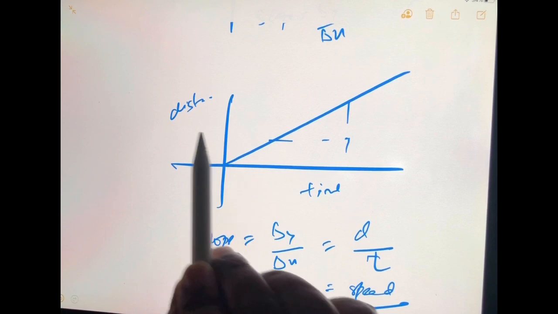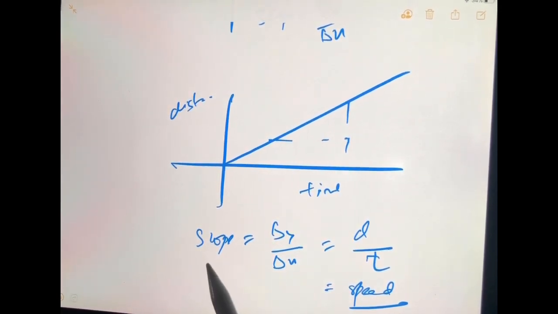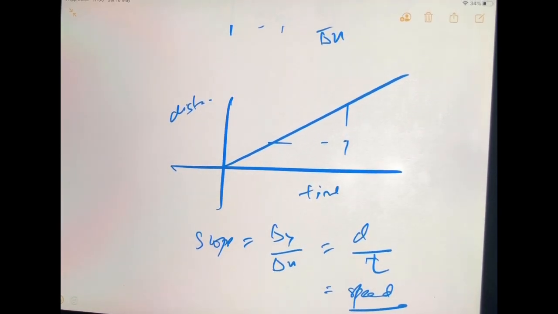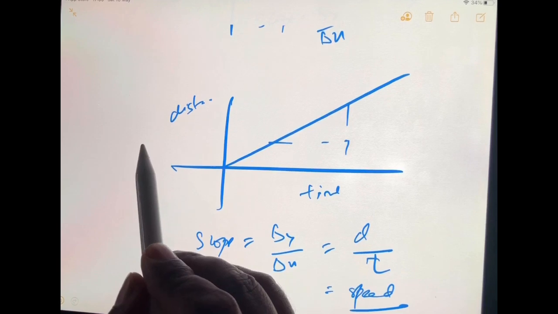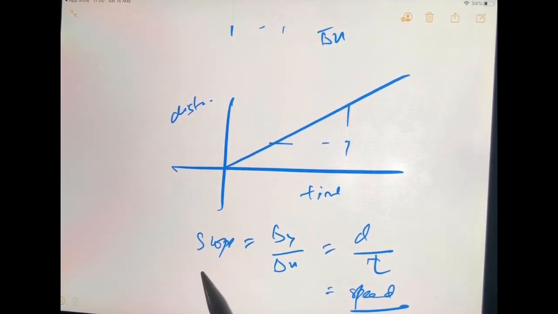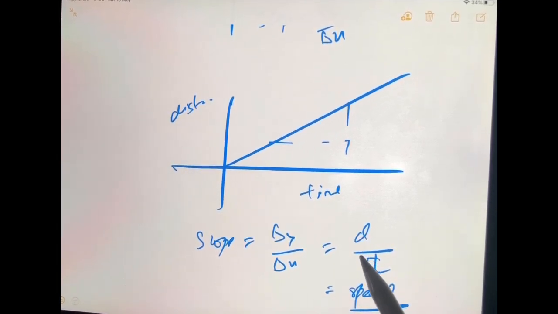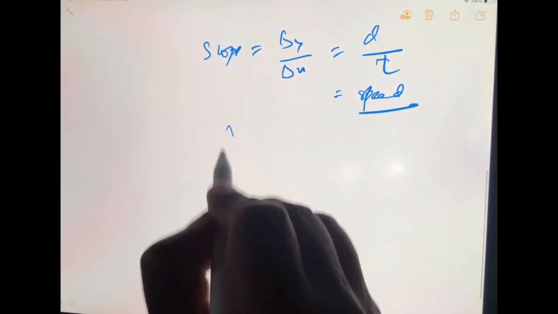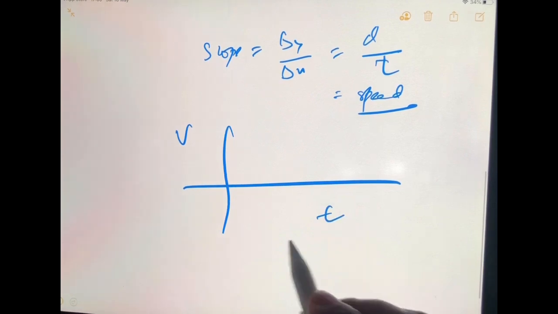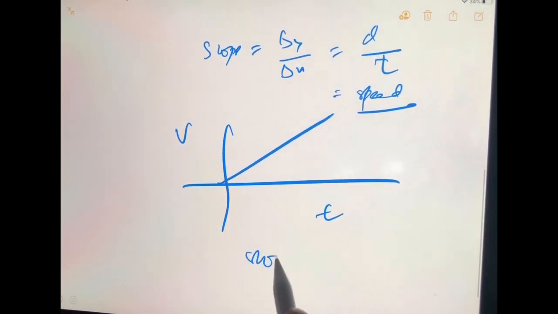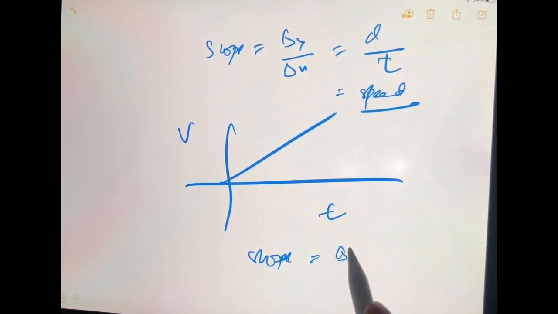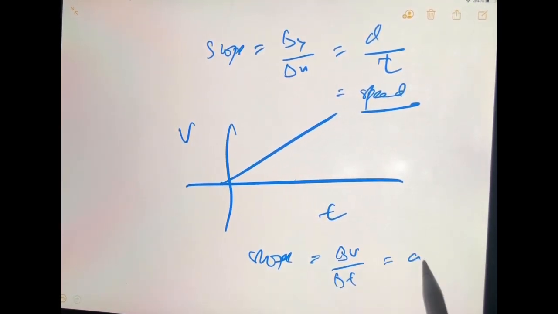When you have a distance-time graph, the slope will give you the speed of the motion that the graph represents. Similarly, if you had displacement, then the slope is displacement upon time, which would give you the velocity. Or say if you had velocity and time, then the slope would give you change in velocity upon change in time, which is acceleration.